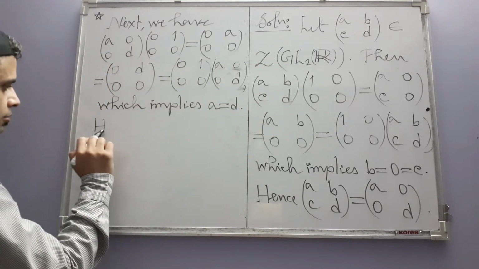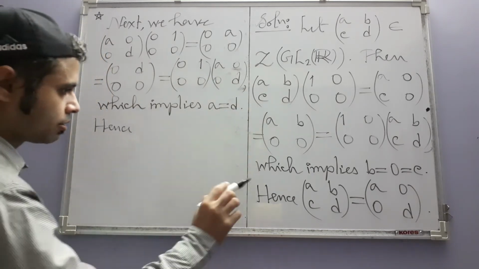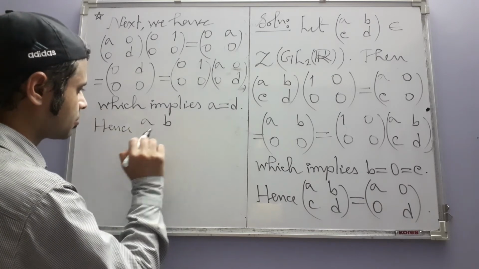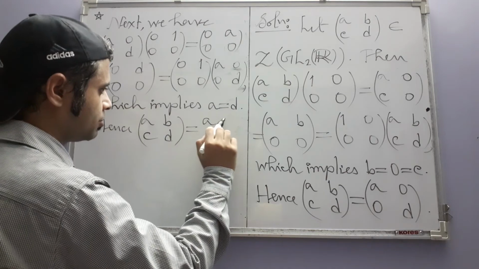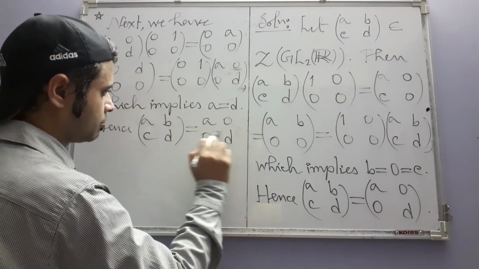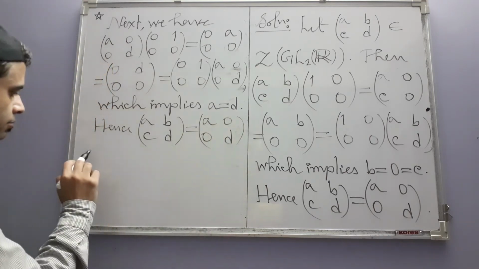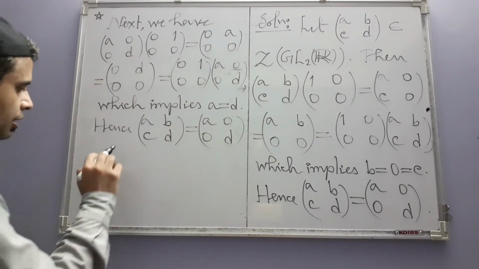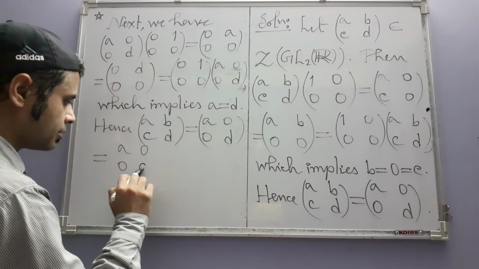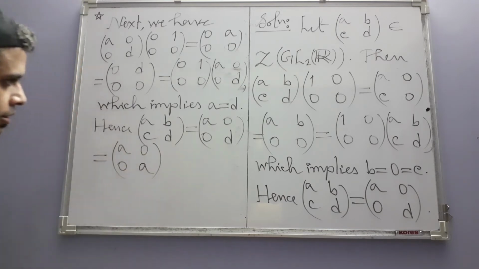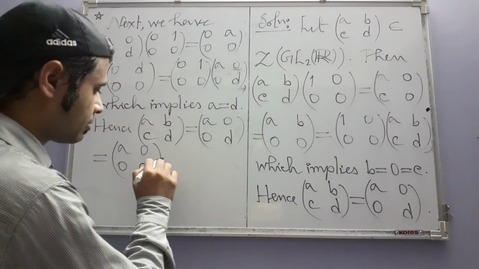Hence, our original matrix, which we previously reduced to this form, can now be further reduced, and it turns out that it's not just a diagonal matrix. In particular, it's a scalar matrix. But we are not done.